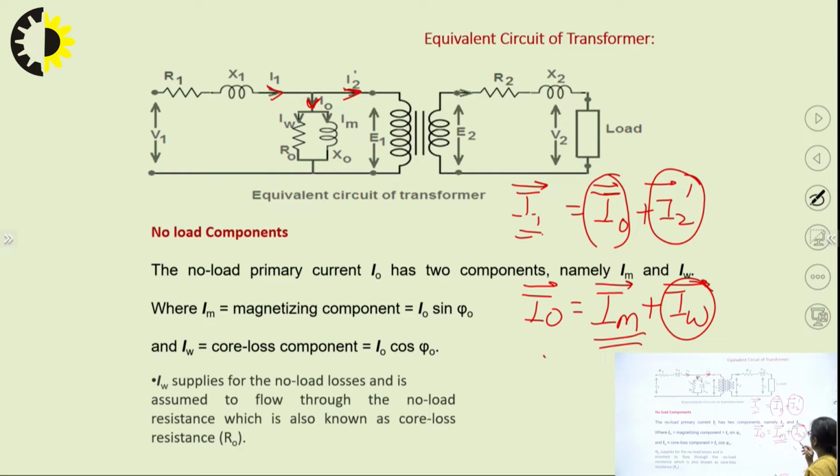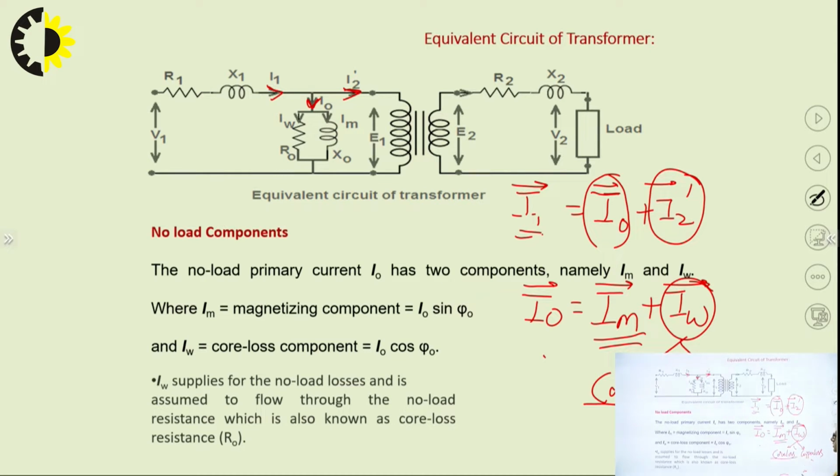What are the losses taking place in the transformer? There are two losses, we know. One is the core loss. Another one, copper loss.